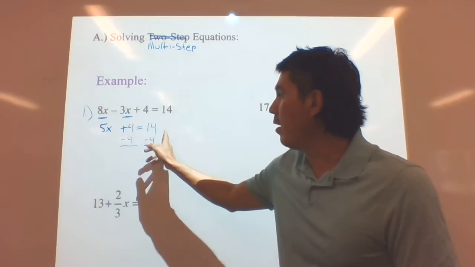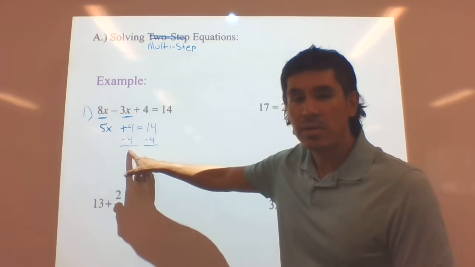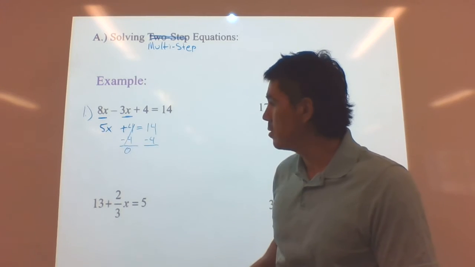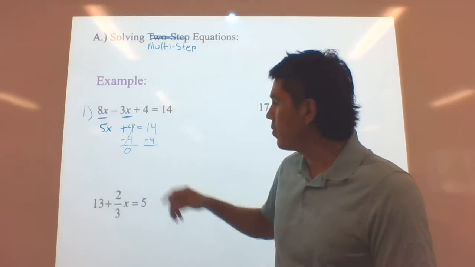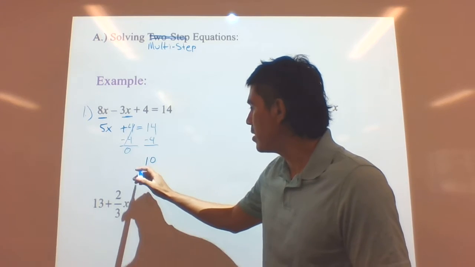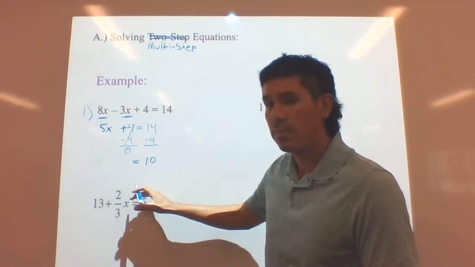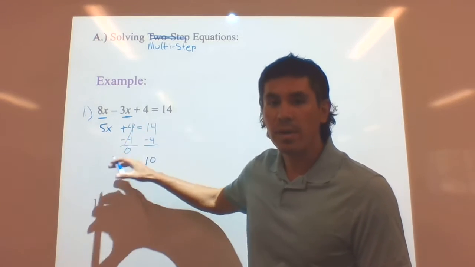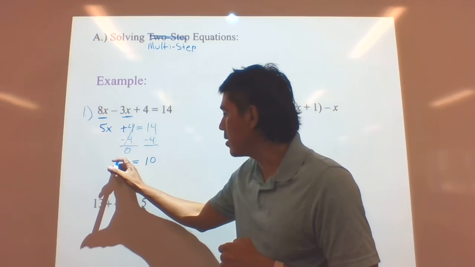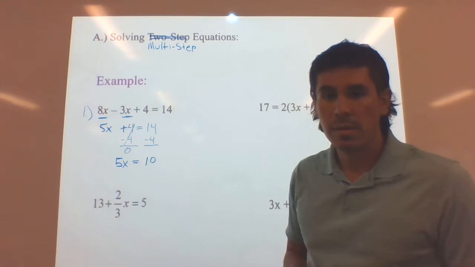How do I move the 4 over here? Right? It's positive 4. So what's the inverse of positive 4? Right? It's minus 4. So these cancel, right? That's 0. Those cancel. What happens on this side? 14 minus 4. What is that? Well, it's 10, right? It's 10. So I bring down the equal sign, right? I bring everything else down. What's left over here? Okay? It's my 5x. Everything else is gone. So I bring down the 5x. Okay? There it is.